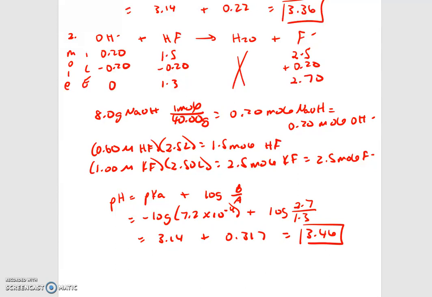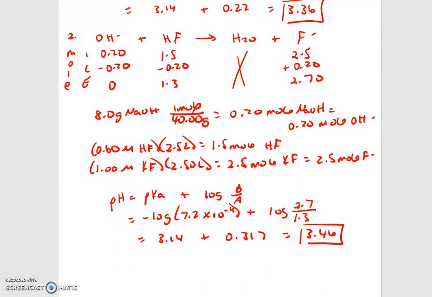I'm going to take my molarity of my hydrofluoric acid and multiply it by my volume to get my moles of hydrofluoric acid. So 0.60 times 2.5 gives me 1.5 moles of hydrofluoric acid. I'm going to take the molarity times the volume of my potassium fluoride, and that'll give me the moles of my potassium fluoride. So 1.00 times 2.50 is going to give me 2.5 moles of potassium fluoride. It's a 1-to-1 ratio of potassium fluoride to fluoride ions, so I have 2.5 moles of fluoride ions. I'm going to plug those into my ice chart.